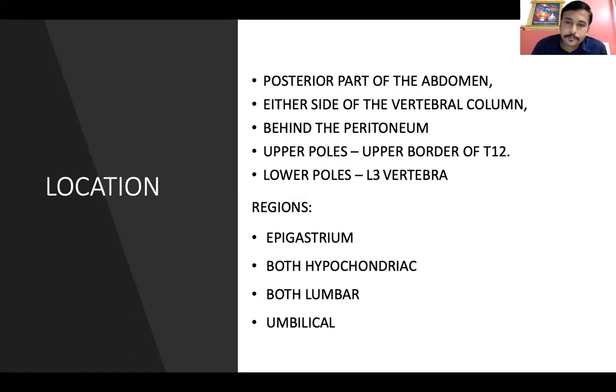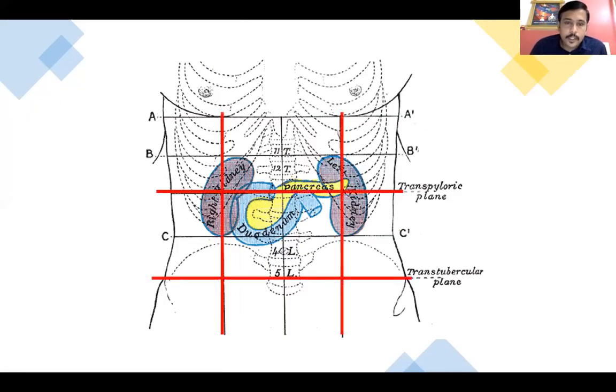You can see in the picture here the 9 regions of the abdomen, and the kidneys are shown in the picture. You can see they are present in the epigastric, umbilical, hypochondriac, as well as the lumbar regions. You can see the upper pole is present exactly at the lower border of the 11th thoracic vertebra or the upper border of the 12th thoracic vertebra, and the lower pole is at the level of the 3rd lumbar vertebra.